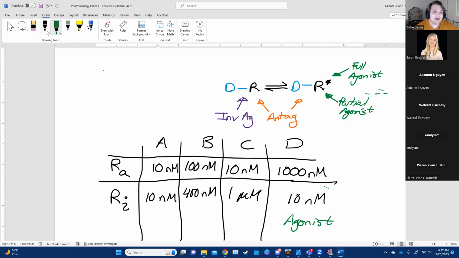But, oh my God, I'm not even thinking. Yes. It's been a long day. I had a complicated patient case today. My bad. Yes, it is a larger number. So this would be an inverse agonist. My bad. See, I was testing to see that you guys were paying attention.